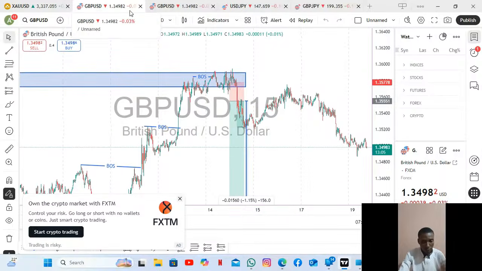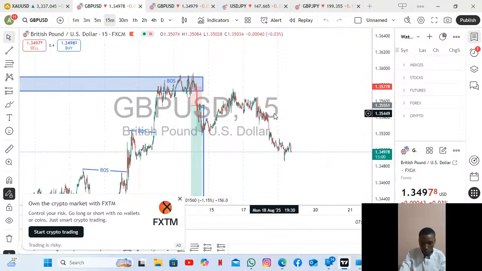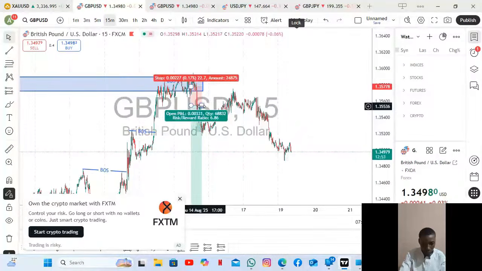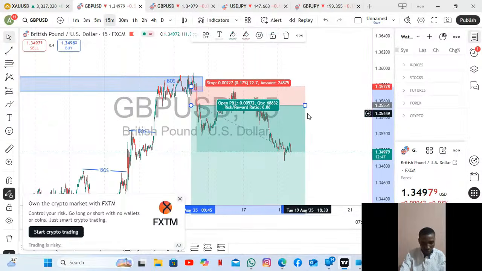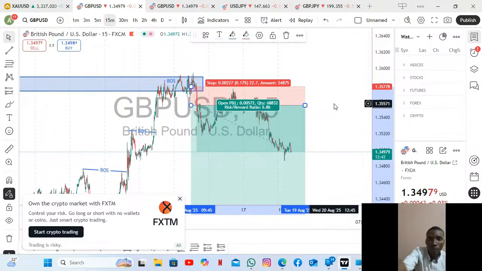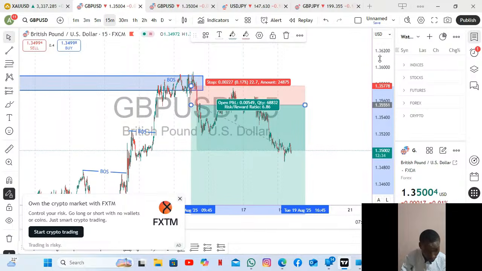Let's check our GBP USD. Just as we predicted last week, it is still dropping. This was our coordinate last week, and it is still dropping. We shared this setup last week, and you can see from here, it didn't go to our stop loss.